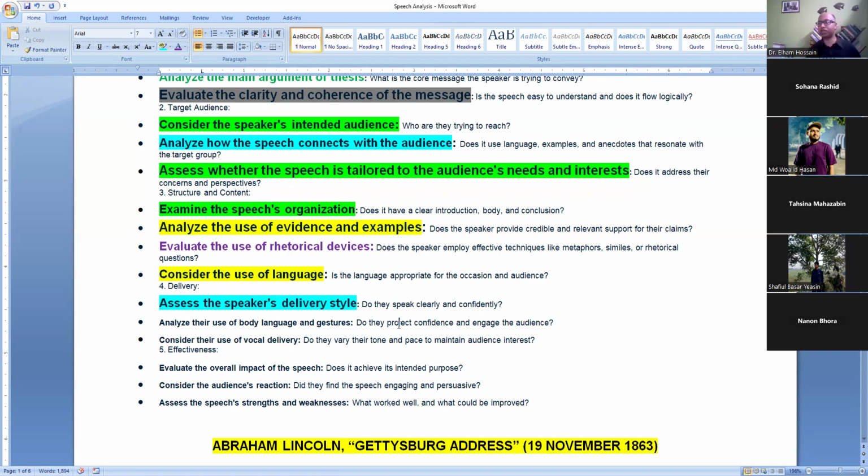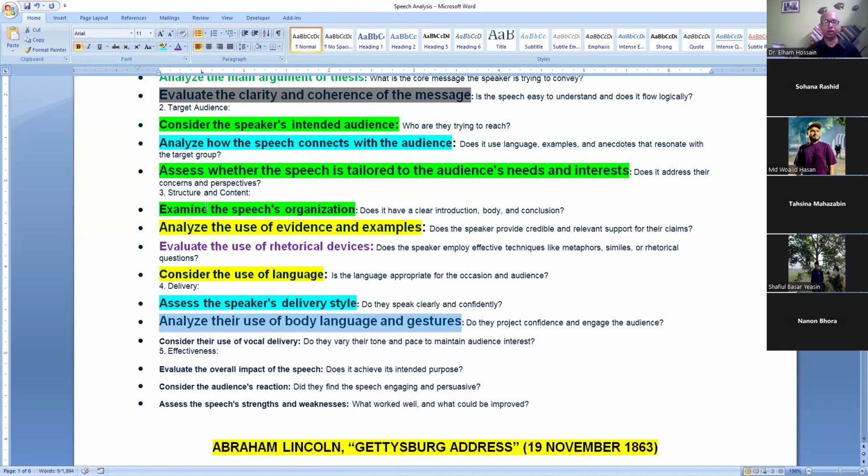So body language is very important, that we call kinesics. Kinesics is very important. Then another important aspect: body language and gesture. Gesture, the sign that you express.